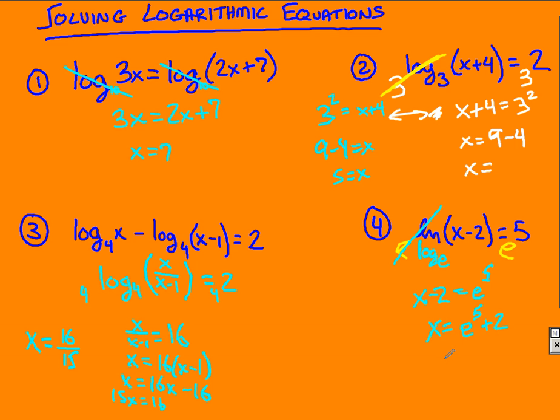If I wanted an approximation, e to the 5th approximates to 148. Adding 2 more gives you approximately 150.1. But again, this answer right here would be the answer I would care most to see. All right, that's how you solve log equations using exponentials to help undo your operation.